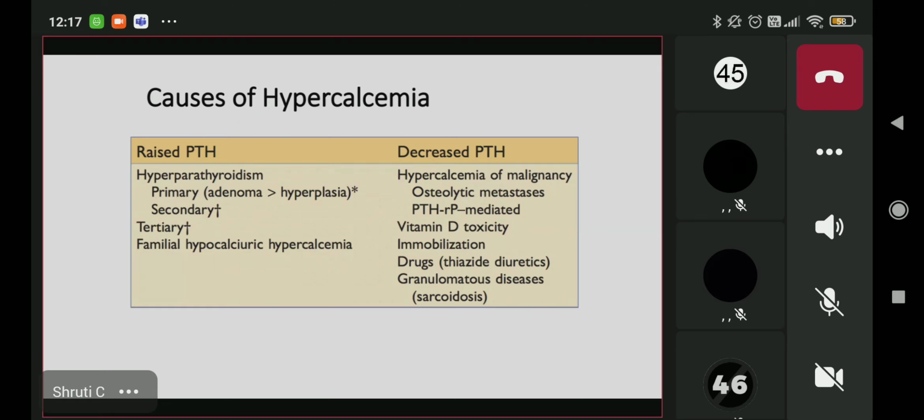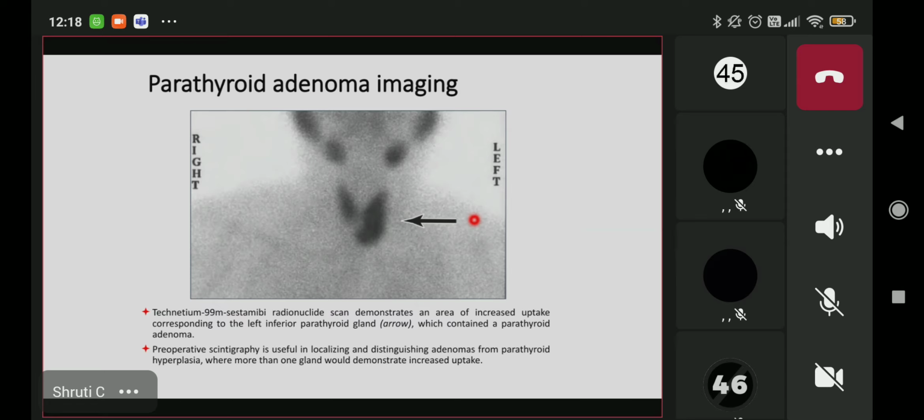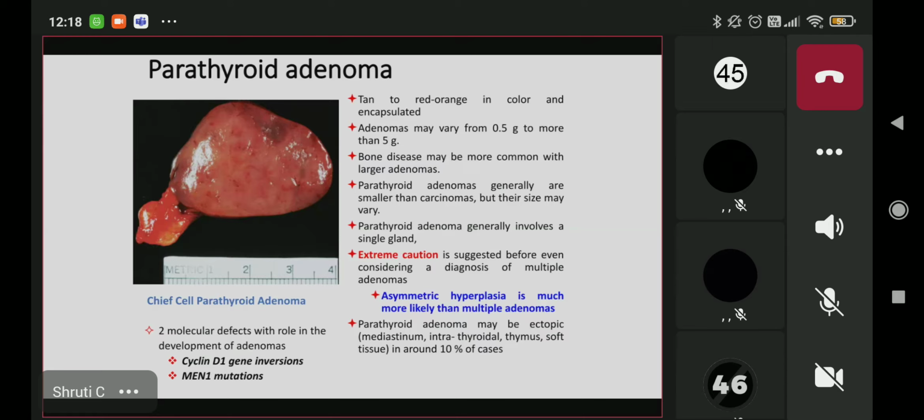these reasons. Okay, this picture will be covered in the investigations by Dr. Rosmi. Okay, now come to parathyroid adenoma. So parathyroid adenoma, grossly, it will be tan to red orange in color. It will be encapsulated. They usually vary from 0.5 grams to more than 5 grams. Bone disease is usually more common in the larger size adenomas. But carcinomas are usually of much larger size.